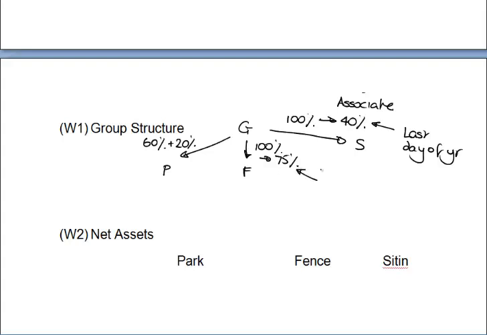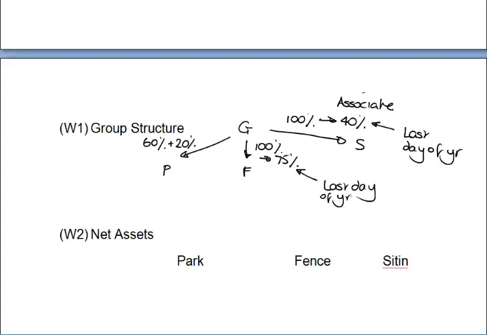And again, in terms of our disposal of Fence, that sale was on the last day of the year. So we don't have to split the NCI. That's taken out one layer of complexity for us, but don't worry, he has left in plenty of layers of complexity to keep us challenged.